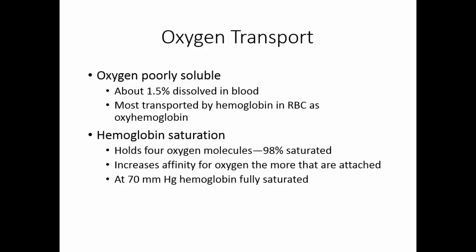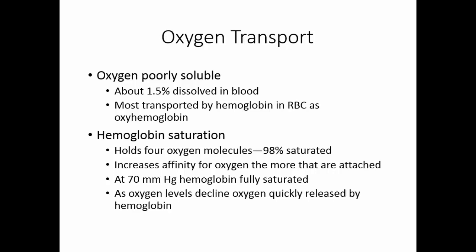At about 70 millimeters of mercury, hemoglobin is fully saturated. So remember, most of the time we have about 100 millimeters of mercury circulating in the blood in terms of the oxygen levels. As oxygen levels decline, oxygen is quickly released by the hemoglobin. This is because of the reduced affinity for oxygen, the less oxygen there is on the hemoglobin.